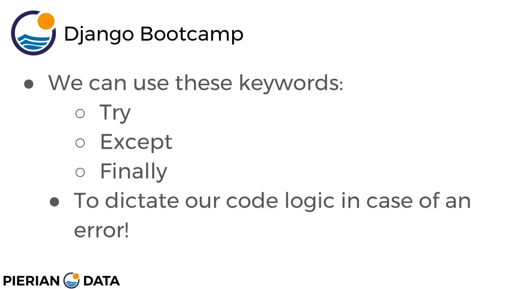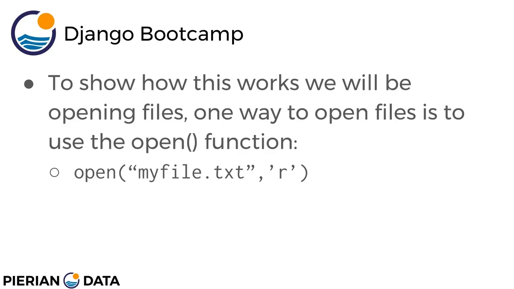The key to all of this are these 3 keywords: try, except, and finally. We can use them to dictate our code logic in case of an error. To show how this works, we're going to be opening files, and one way to open files is to use the open function. And the open function looks like this as a general example, where your first parameter is the actual file or path to the file, and the second parameter is a string code, indicating whether you're just going to be reading the file, writing to the file, or reading and writing to the file.